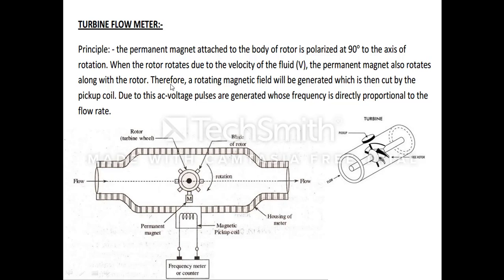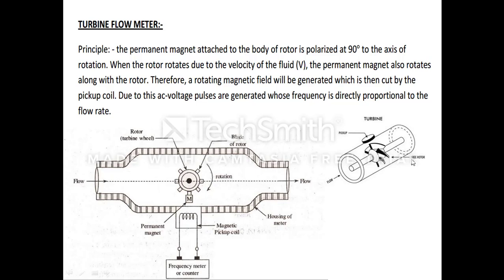Now I come to the description. The permanent magnet attached to the body of the rotor is polarized 90 degrees to the axis of rotation. So the axis of rotation is the flow direction, and we keep the magnet at 90 degrees. When the rotor rotates due to the velocity of the fluid, the permanent magnet also rotates along with it. Whenever the turbine rotates, the magnet also rotates. Therefore, the rotating magnetic field generates a magnetic pulse in the magnetic pickup coil available here. Due to this, an AC voltage is generated whose frequency is directly proportional to the flow rate. With a higher flow rate, the turbine rotates faster, so more pickup pulses will be there. That indicates the fluid is flowing at very high speed.